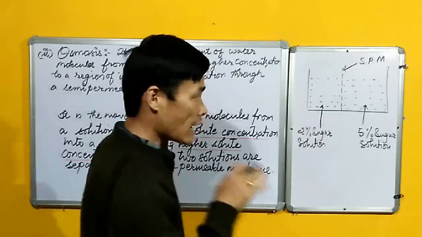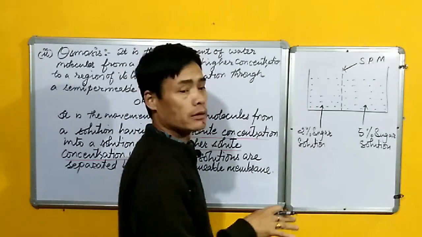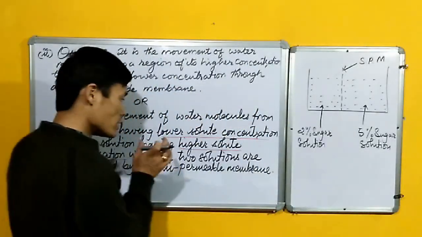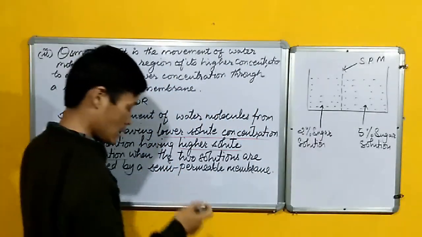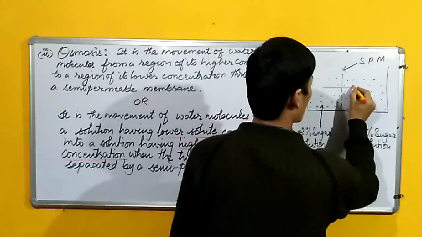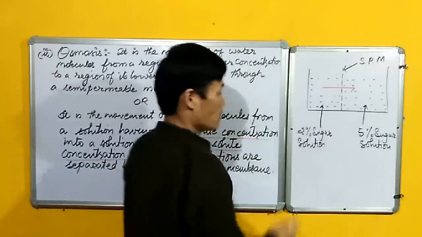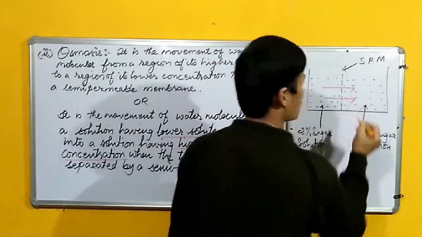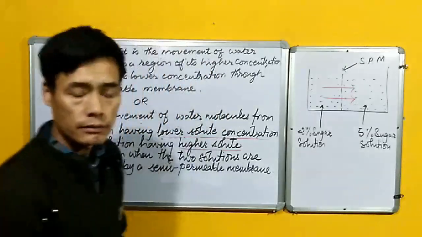So the direction of flow of water from one solution to another solution, according to this definition of osmosis, is from a lower solute solution to a higher solute solution.